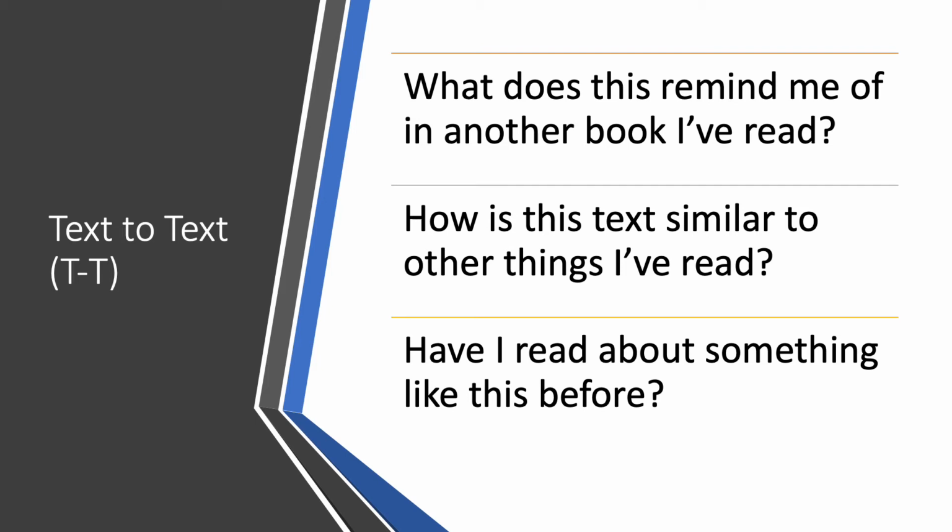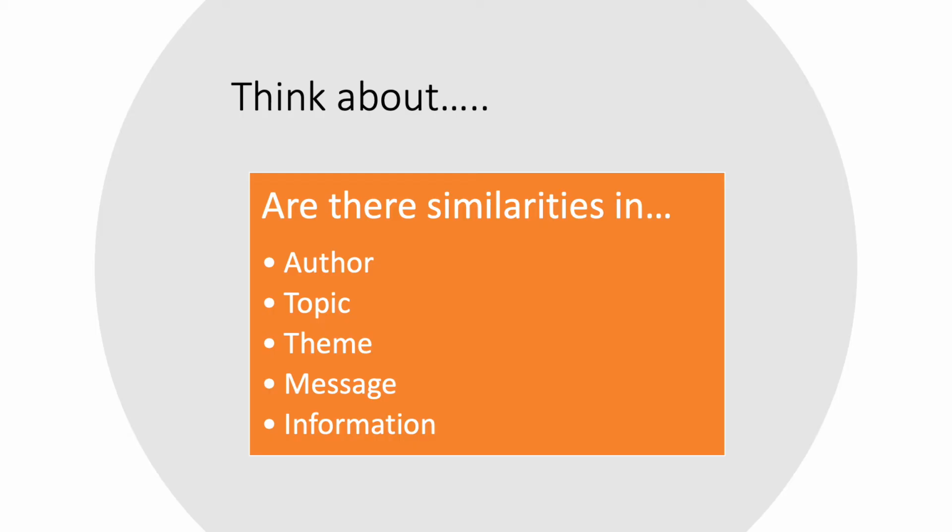Here are some things to think about when making text to text connections. Are there similarities in the author? So, is the piece you're reading similar or is the author the same as something you've read before? Think about the topic. Is the topic the same as something you've read before, or the theme or the message? Or is the information being shared similar to information that you've read from another source?